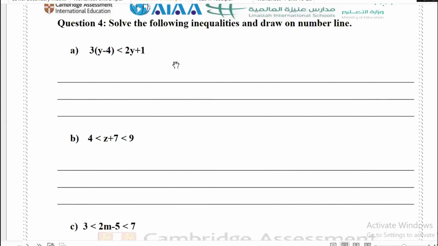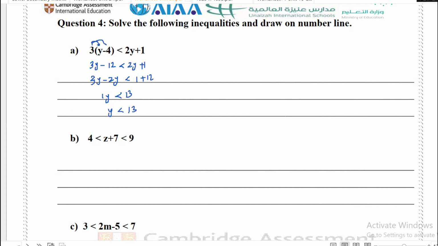We have the question which is related to inequality, and here we are looking for the answer of y. And remember, at the end we will show a number line as well. So first you straight away multiply 3 inside. It gives me 3y minus 3 fours are 12, and here we have 2y plus 1. Just rearrange. We can take 2y from right to left, so it gives me minus 2y less than 1 plus 12, and it is 1y less than 13, or y less than 13.